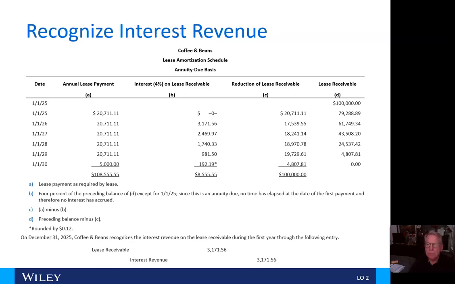Now, in the second year, I should say that on December 31, 2025, they're going to recognize interest revenue on the lease receivable during the first year through the following entry. And here's that number, $3,171.56, and we'll debit that for lease receivable and credit interest revenue for that amount.